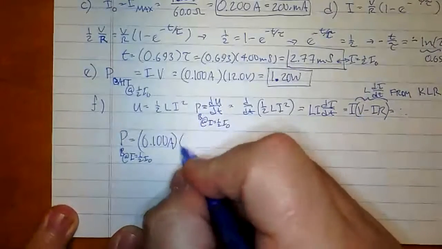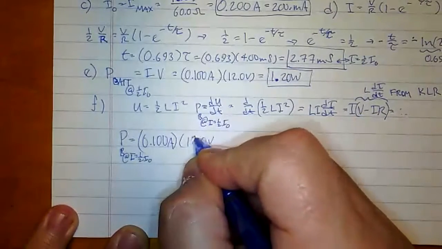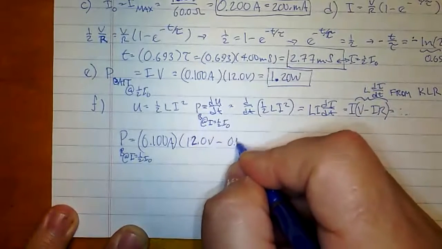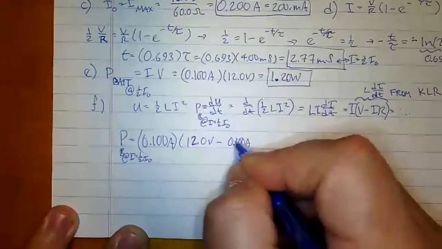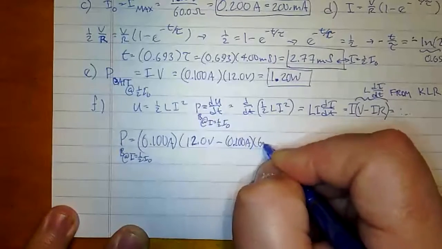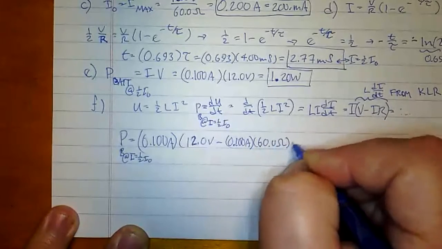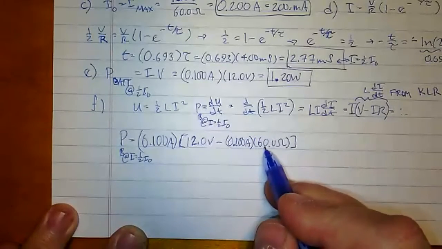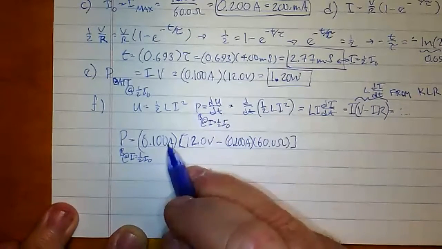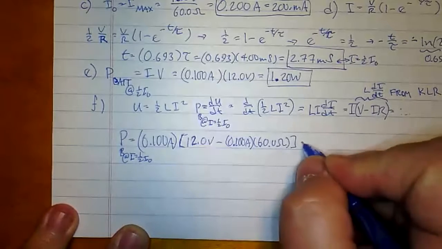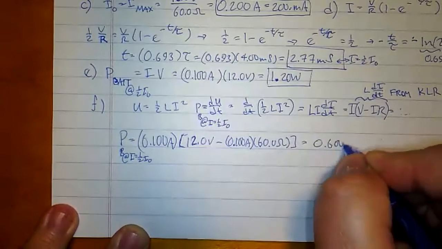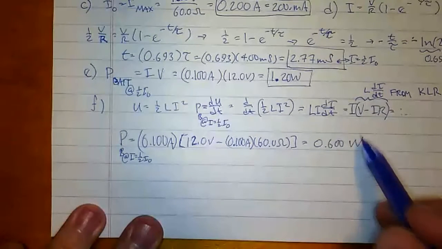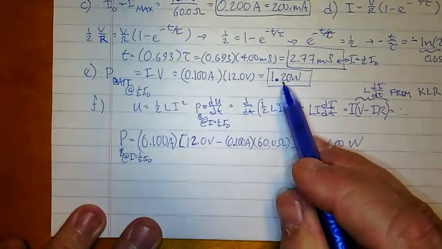Now I've got the V, which is 12.0 volts, minus IR, that's again 0.100 amps, times 60.0 ohms. Now you can see 60 times 0.1 is just 6. So 12 minus 6 is just 6. And then 6 times 0.1 is 0.6. So I get 0.600 watts, which notice, by the way, happens to be exactly half of what we got for the power put out by the battery.